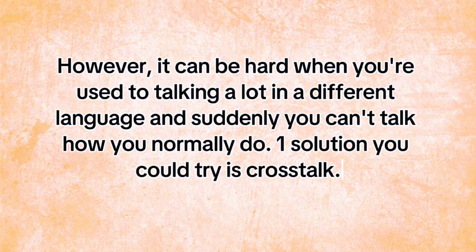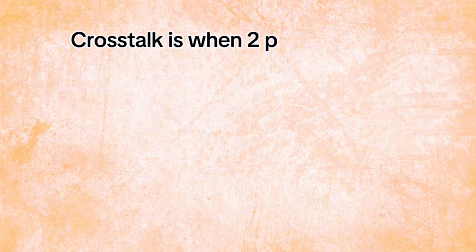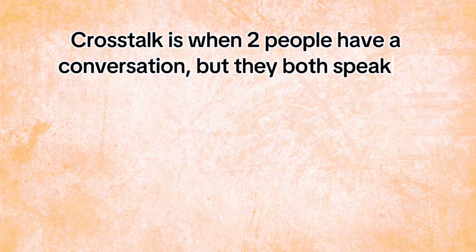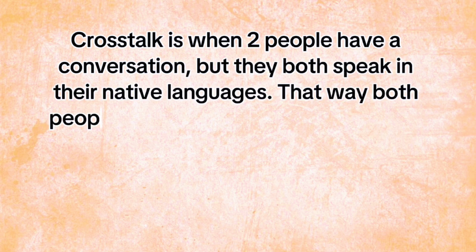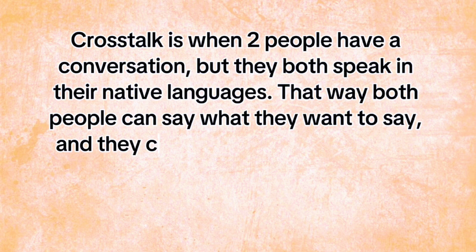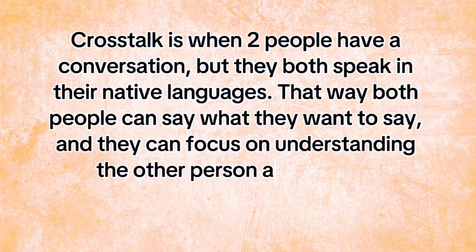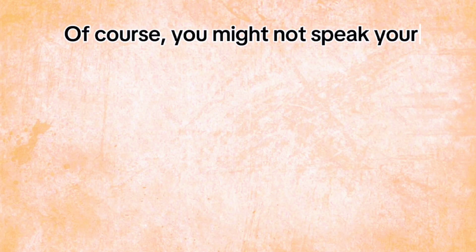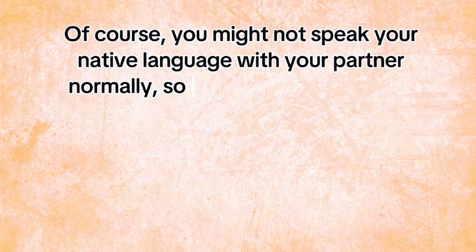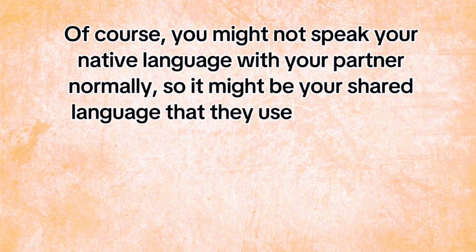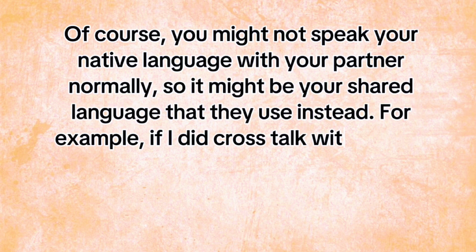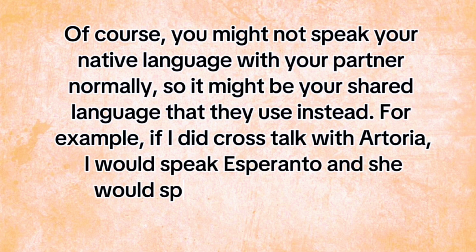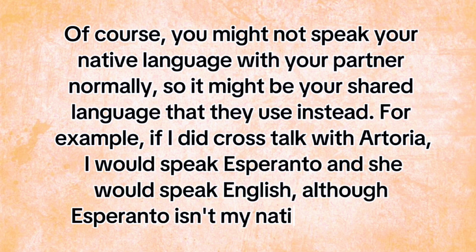One solution you could try is crosstalk. Crosstalk is when two people have a conversation, but they both speak in their native languages. That way both people can say what they want to say, and they can focus on understanding the other person and making themselves easy to understand. Of course, you might not speak your native language with your partner normally, so it might be your shared language that they use instead. For example, if I did crosstalk with Arturia, I would speak Esperanto, and she would speak English, although Esperanto isn't my native language.